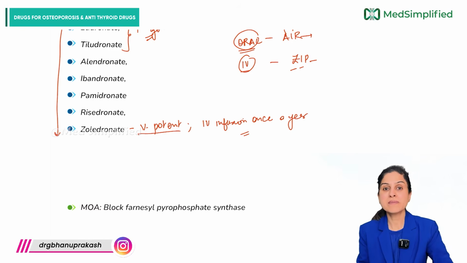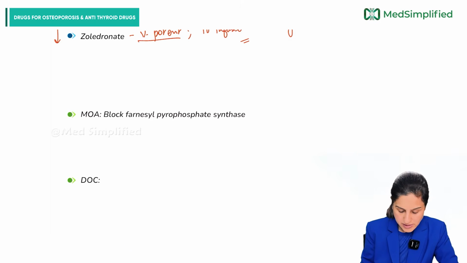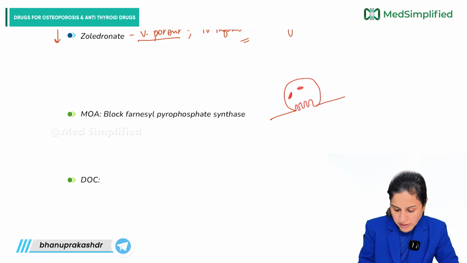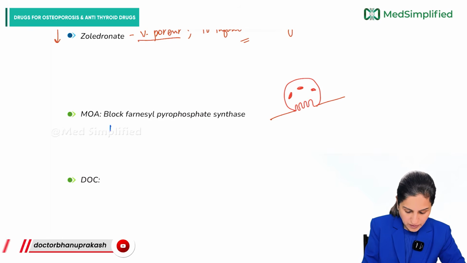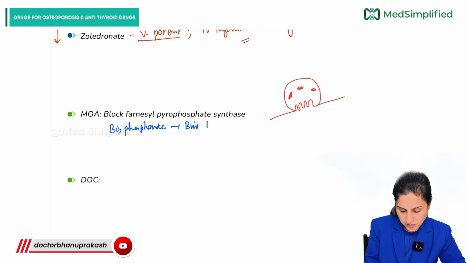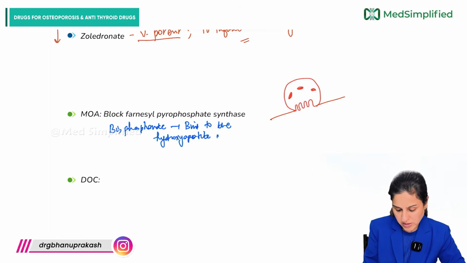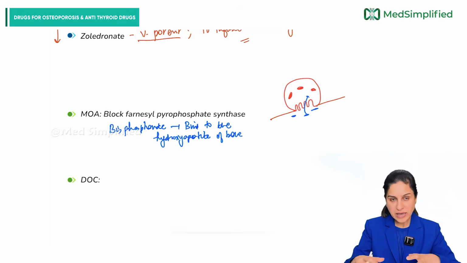Now, important, what is the mechanism of action of these drugs? They block farnesyl pyrophosphate synthase. Let's see what it does. This is the bone here, and this is your osteoclast, which has the ruffled surface, and these are multinucleate cells, right? So what does bisphosphonate do? Bisphosphonates bind to the hydroxyapatite of bone, right? So somewhere in the bone, these drugs will be there. They bind to this.